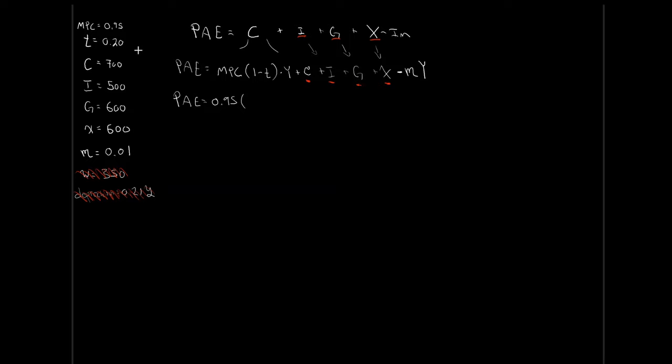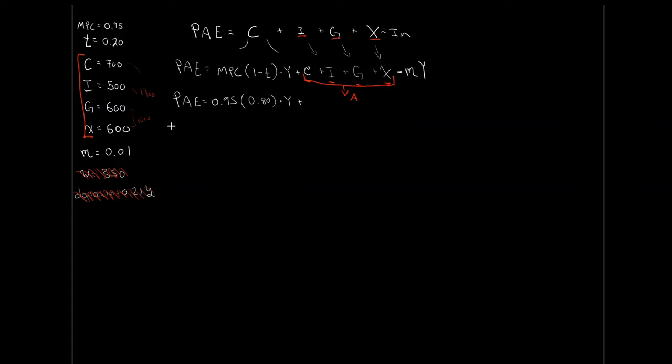So that's 1 minus 0.2. That's going to give me 0.8 times Y. Plus, keep in mind, all of these autonomous components are just a number. Typically, if we were working through this algebraically, we would just call all of these together A, A for autonomous. In this case, adding it up, 6 and 6 is 1,200. 12 and 5 will be 1,700.